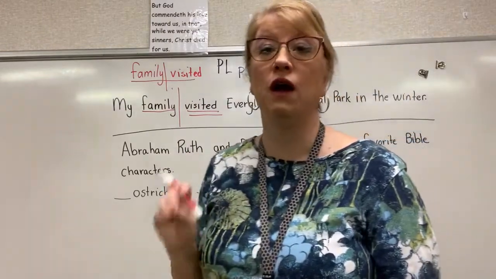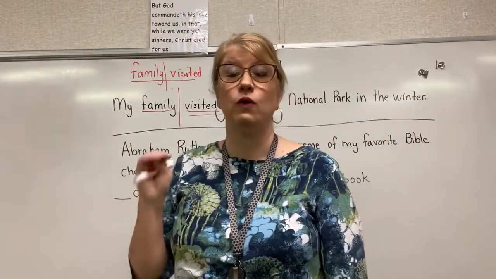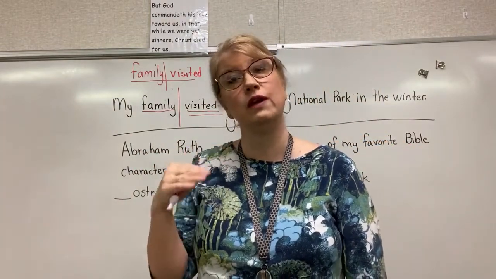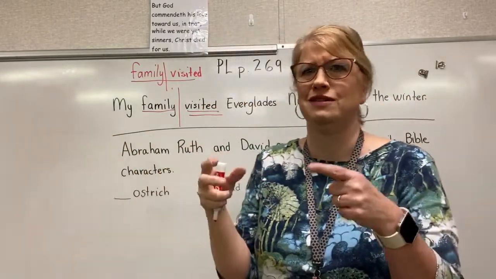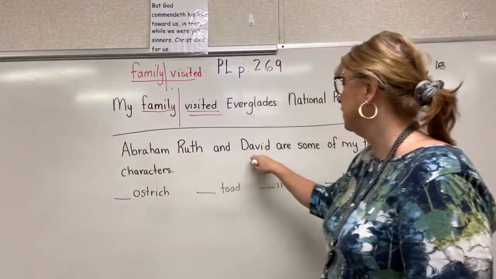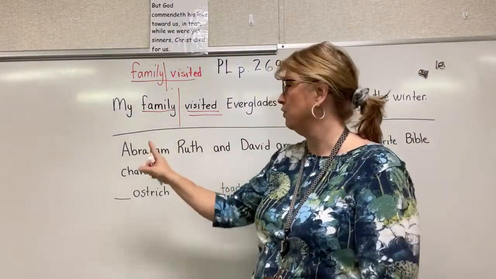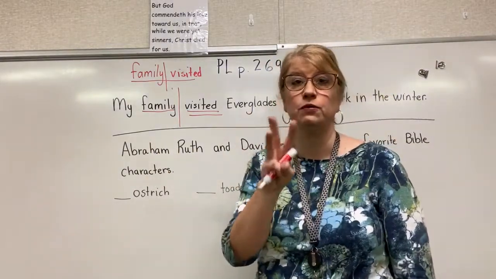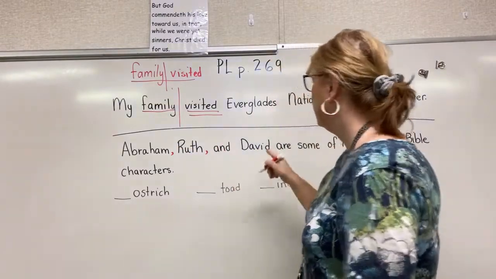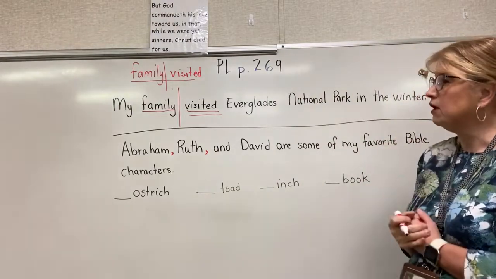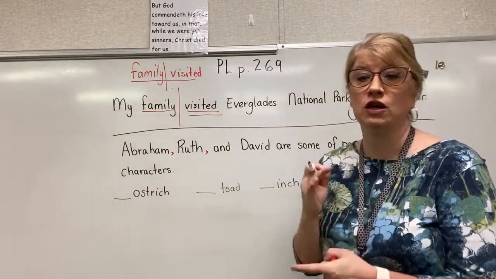We're going to be reviewing commas. If there are 3 or more things listed in a sentence, we have to use commas to separate them, so when we read it, we will pause between and not just smush it all together and make it not make sense. So we have Abraham, Ruth, and David are some of my favorite Bible characters. We have 1, 2, 3 people, so we have to put in commas. Abraham, comma, Ruth, comma, and David are some of my favorite Bible characters. So that's a review on commas.